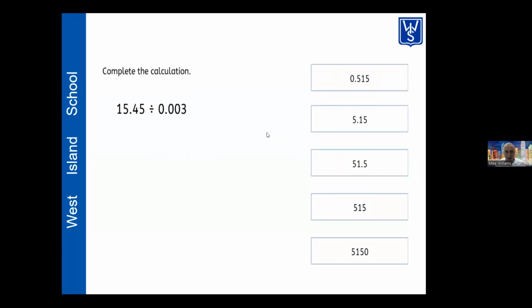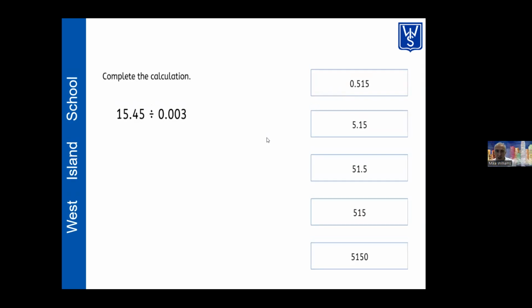So again, without a calculator. This is a really good example of maths fluency. Can you do that in your head? Do you recognize the pattern there, that 15 can be divided by 3 to make 5, and 45 can be divided by 3 to make 15? So it's 5.15, and it's times by 1,000 towards the answer.